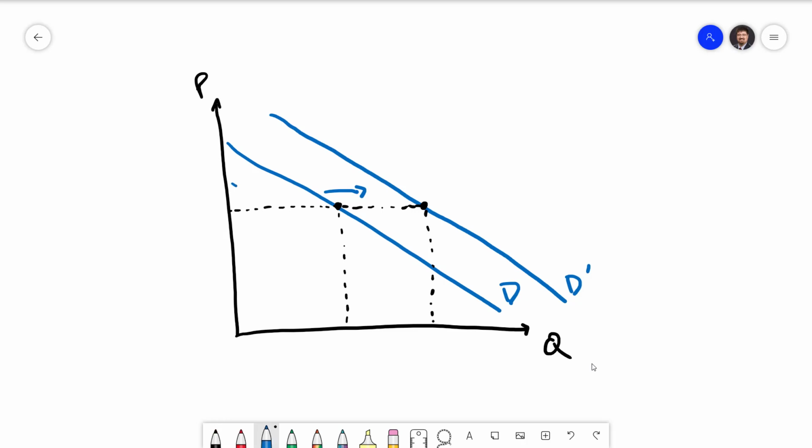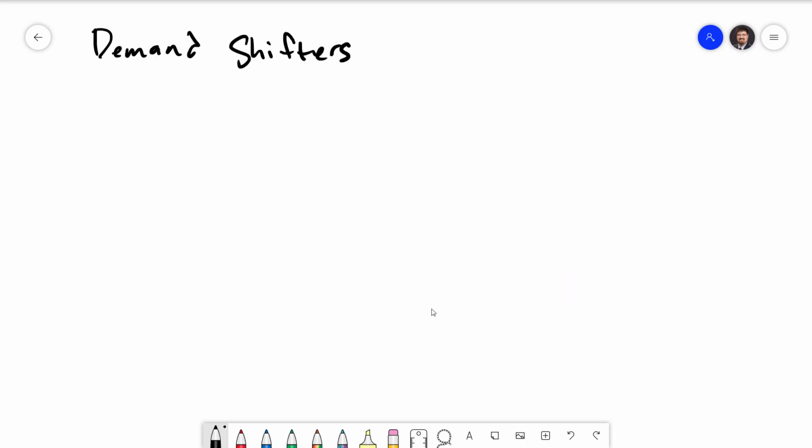Likewise, we can look at a shift to the left, that's a decrease in demand, and we can see that at that same price, now a lower quantity is demanded. So always think about this in terms of shifts to the left and to the right. We're now going to think about some factors that can shift the demand curve. First is a change in income.